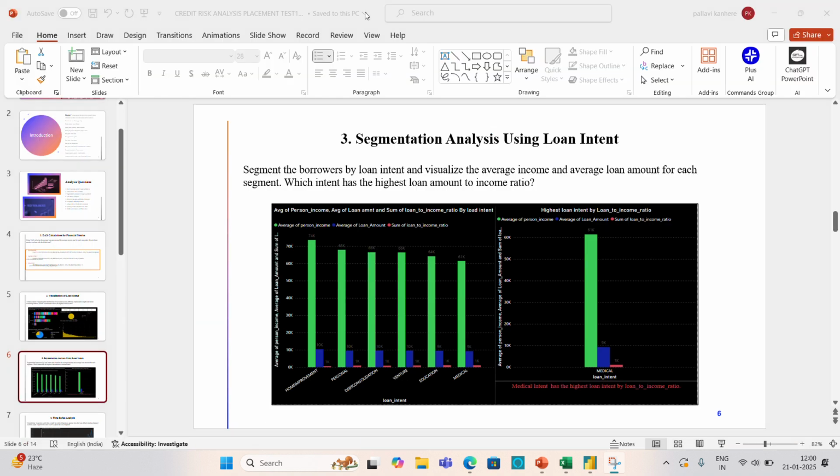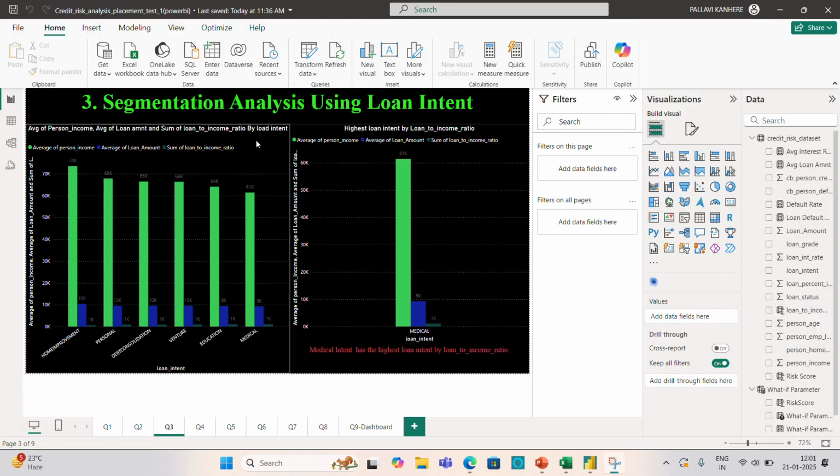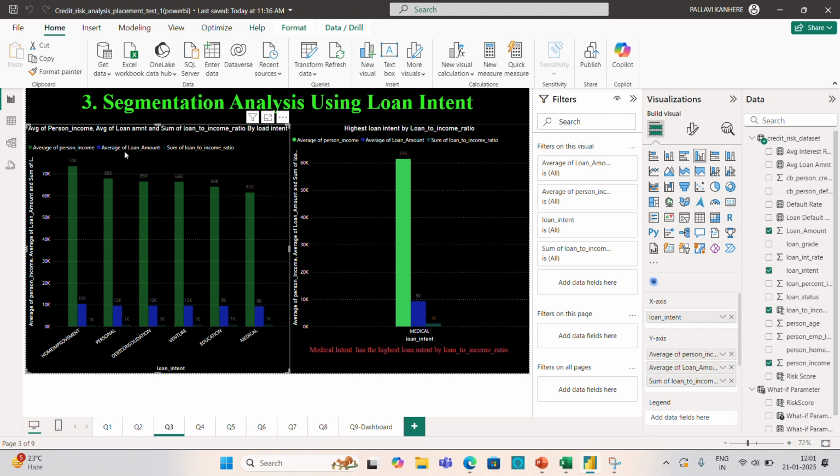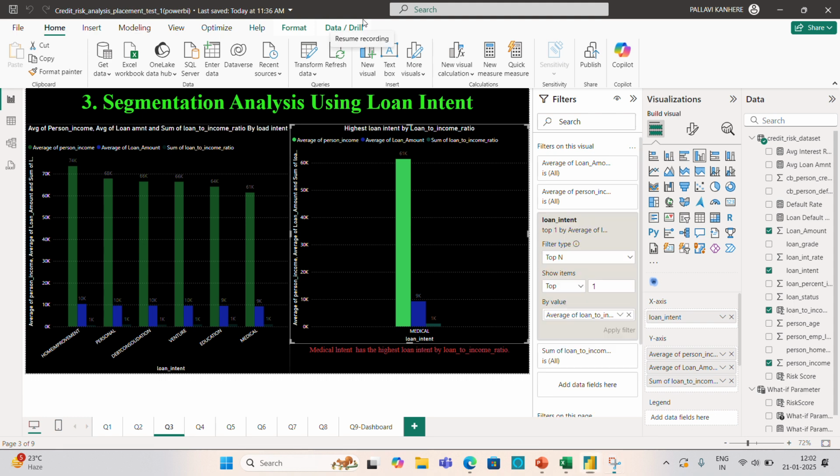Third is a segmentation analysis using the loan intent. Segment the borrowers by loan intent and visualize the average income and average loan amount for each segment. Which intent has the highest loan amount to income ratio? I created 2 column charts. In the first column chart, I display the average of person income, average of loan amount and sum of loan to income ratio by loan intent.